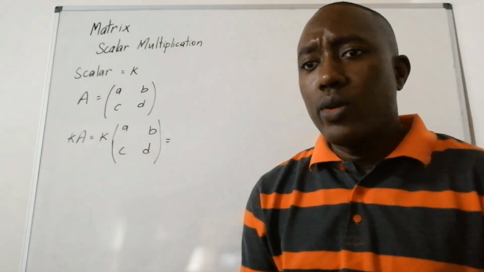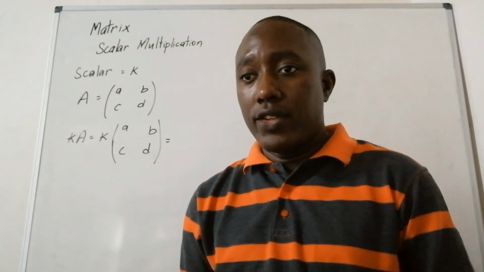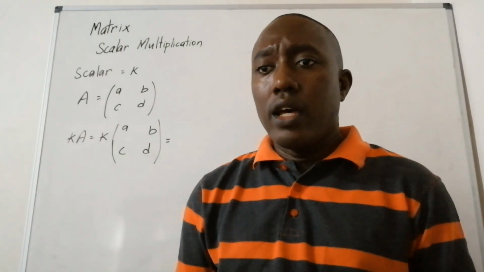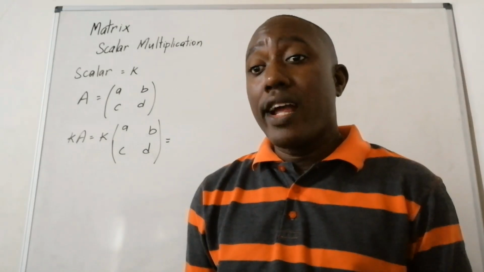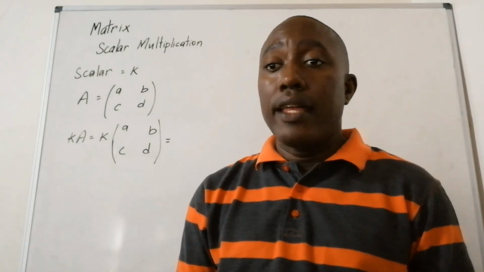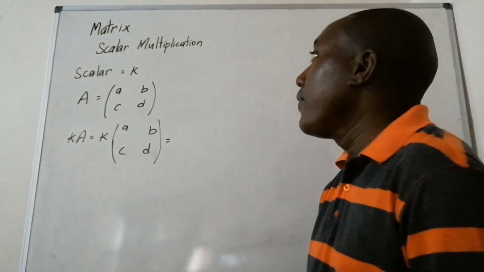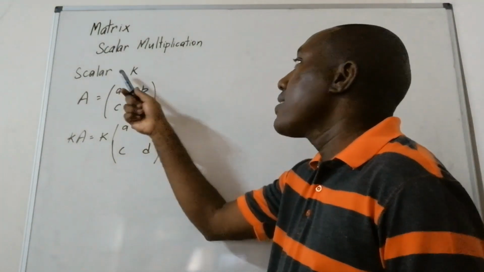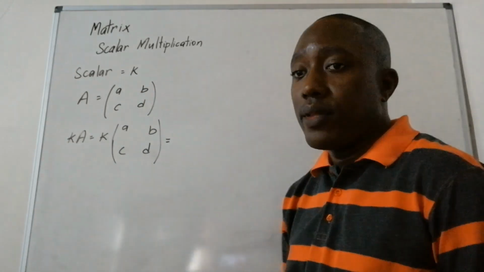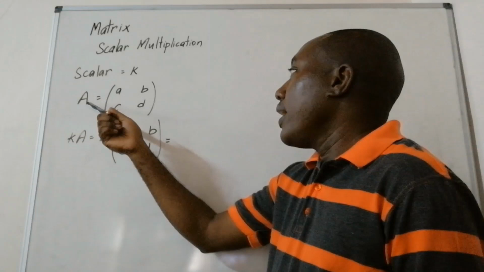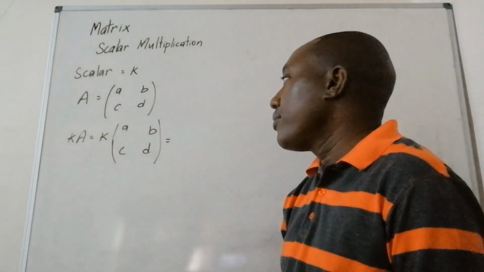So in this lesson, we will do scalar multiplication. A scalar is a number, either a whole number or a fraction, that we multiply another value by. So if we multiply a matrix by a scalar, let's say the scalar is k, and our matrix is given as A is equal to a, b, c, d.